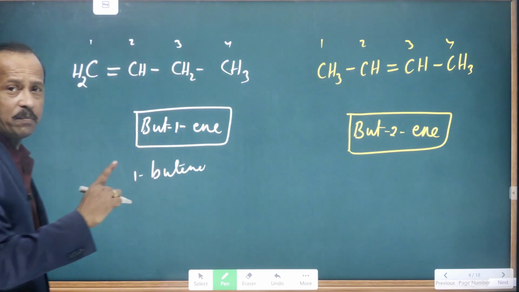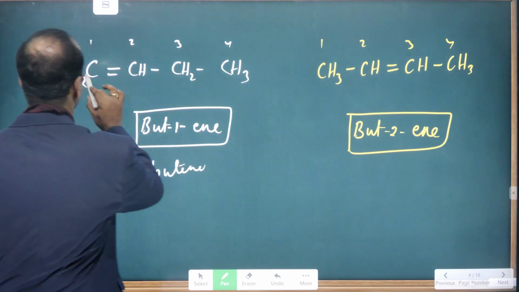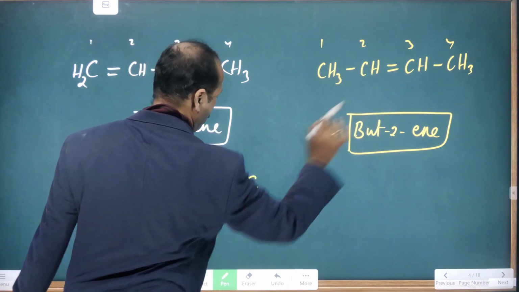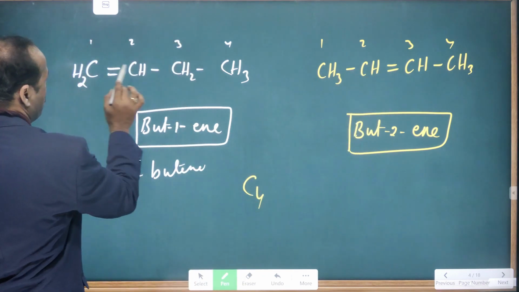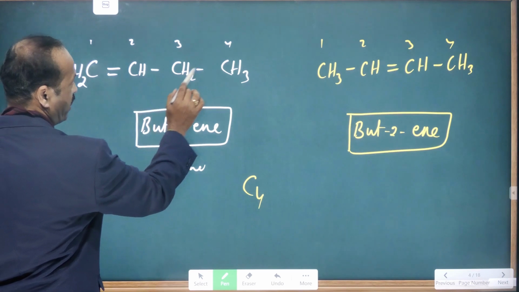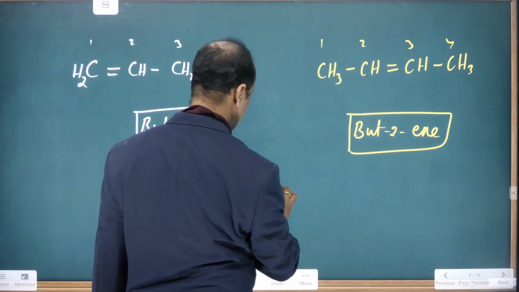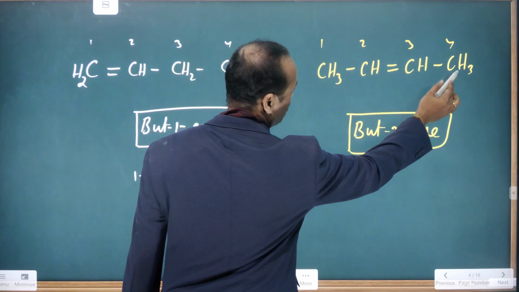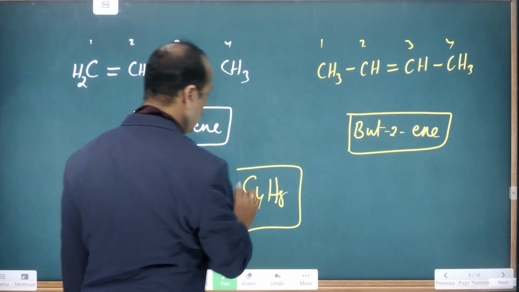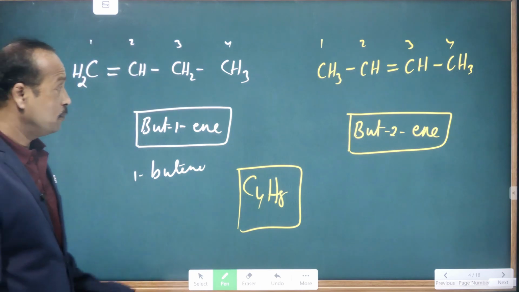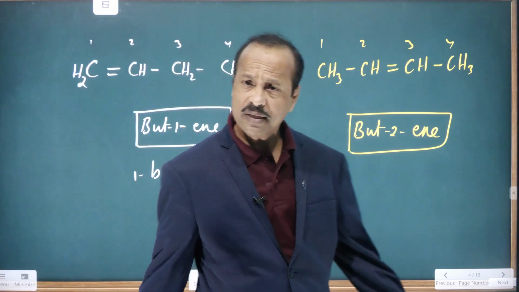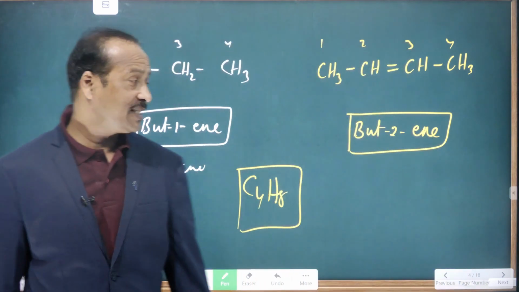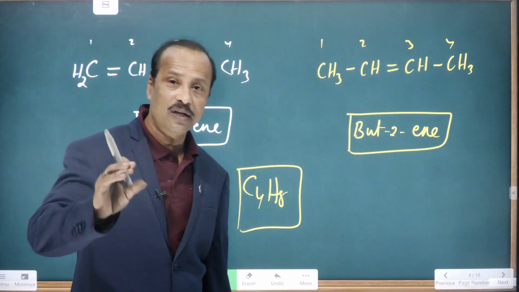But if you see the number of carbon atoms, number of hydrogen atoms. 1, 2, 3, 4, 4 carbon atoms. 1, 2, 3, 4, 4 carbon atoms. Hydrogens 2 plus 1, 3, 3 plus 2, 5, 5 plus 3, 8. So 8. Alright, now here we check. 3 plus 1, 4, 4 plus 1, 5, 5 plus 3, 8. So here also 8. So C4H8. Both have the same molecular formula. And where is the difference? The difference is in the position of the double bond.